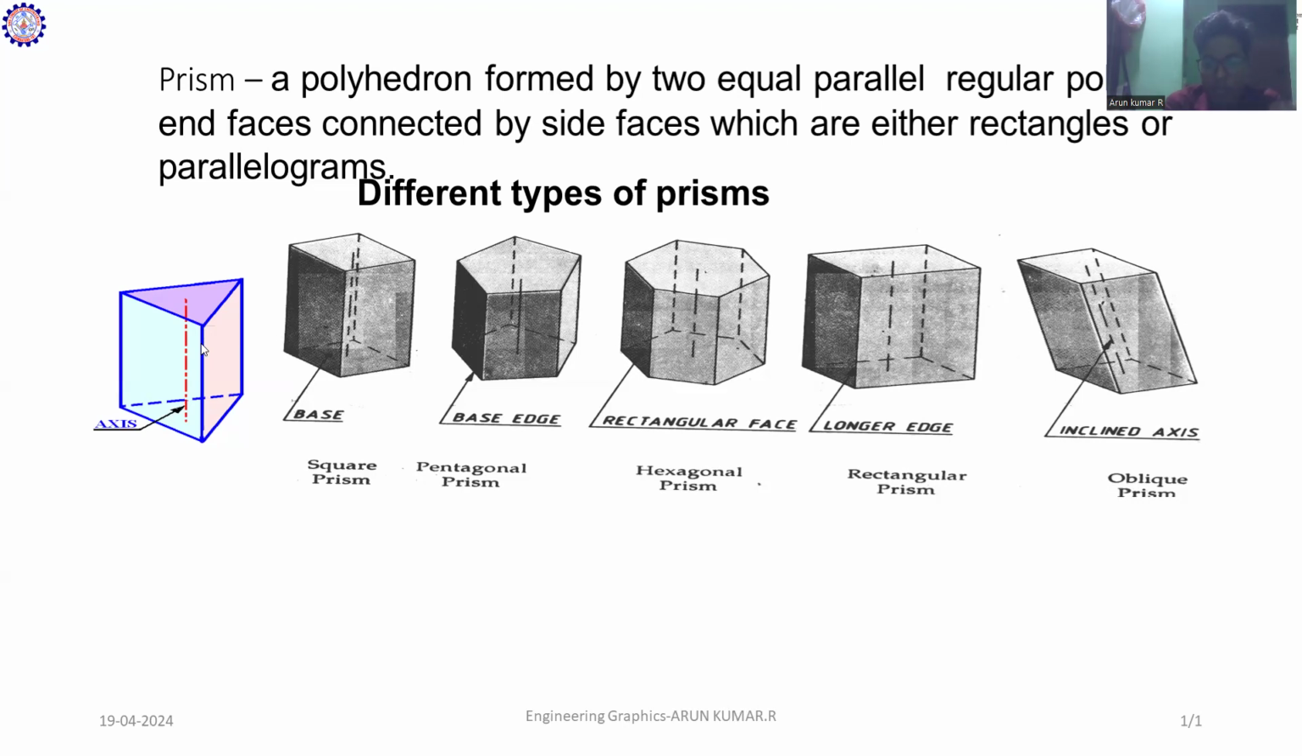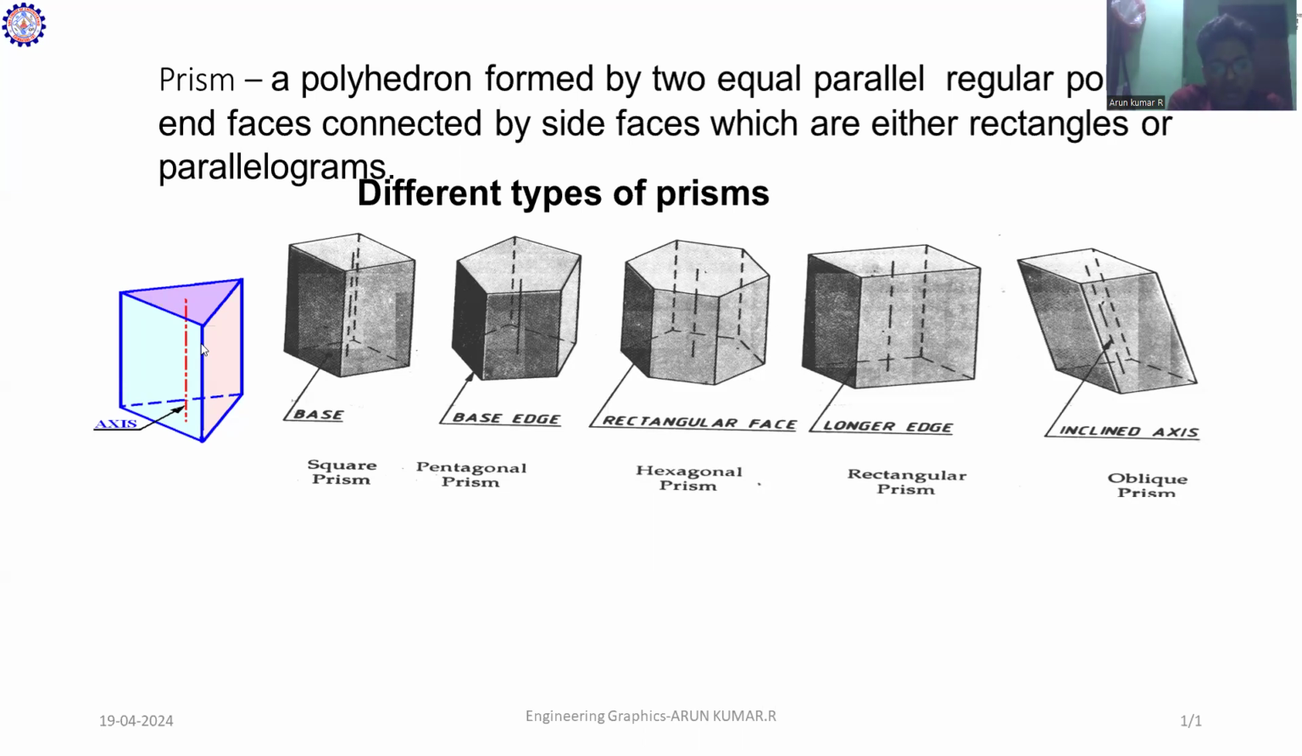The triangle plus prism is called a triangular prism. The square plus prism is a square prism. We move on to the pentagon. We have it side by side, no? So the pentagon plus prism is called a pentagonal prism, and the hexagon plus prism is called a hexagonal prism. The rectangle will be called a rectangular prism. The last one is called an oblique prism, which means any one of the sides is inclined. That is the layout mentioned over here.